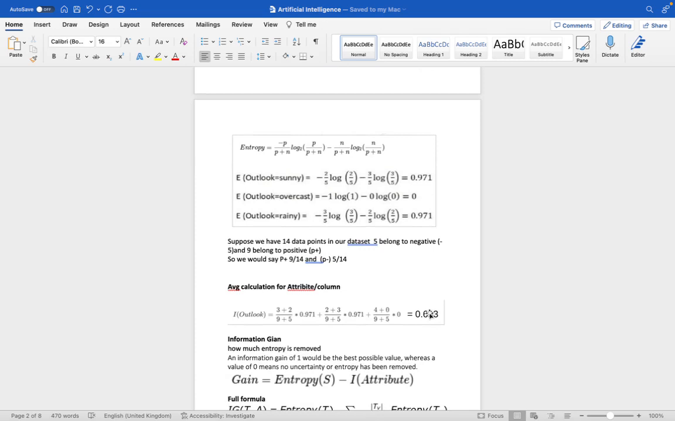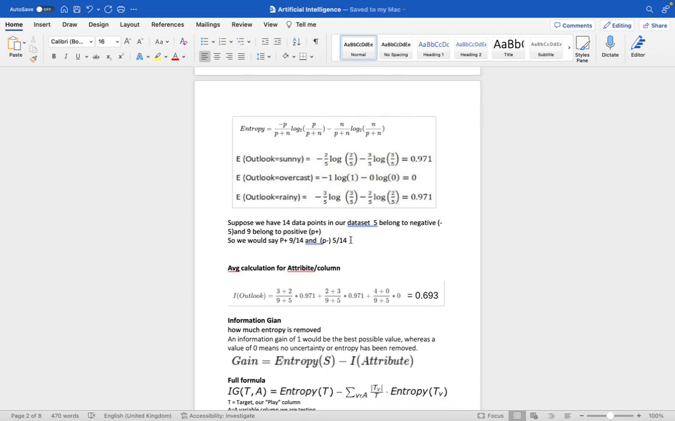So now we can see that suppose we have 14 data points in our data set, 5 belong to the negative and 9 belong to the positive. So we would say p plus 9, and p plus 9 divided by 14, and p minus 5. This is just basic information for that. Now we know that our highest entropy is 0.971. If we have something else, like 0.63, that will be the entropy for another attribute. But fortunately, both columns, sunny and rainy, have the same value, 0.971.